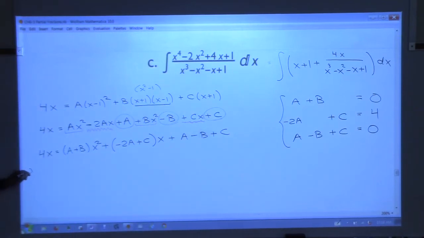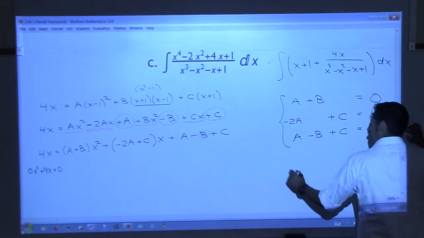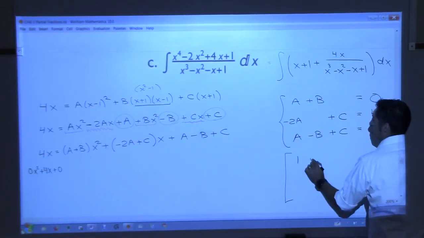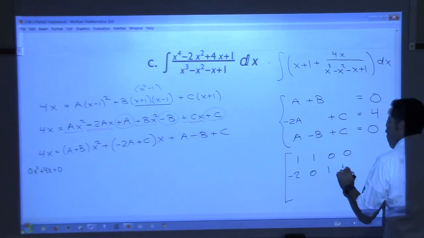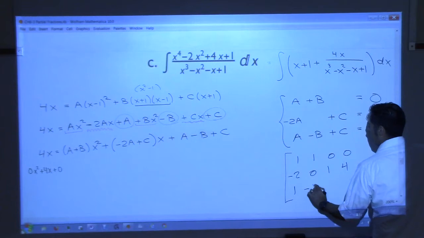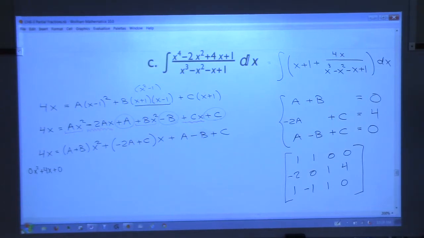So you're visualizing that this is this. That's what the left side is. So the thing in front of x squared is 0. The thing by itself without x is 0. And then you got a 4 in front of there. All right. Into the calculator, we put 1, 1, 0, 0, negative 2, 0, 1, 4, 1, negative 1, 1, 0. Right? That's just reading off the coefficients here. And then reduced row echelon form.